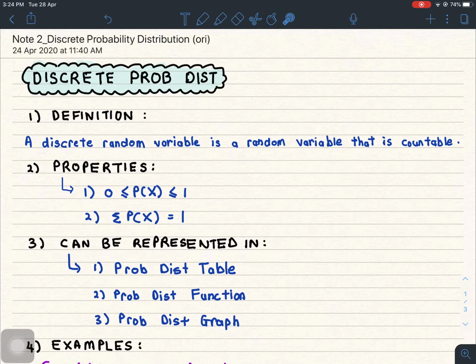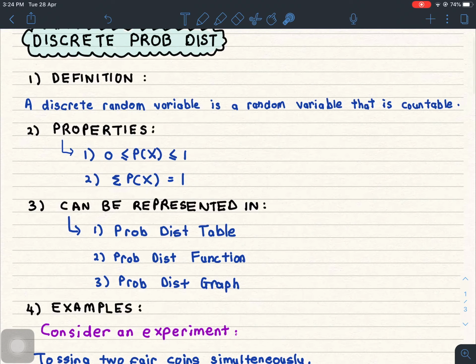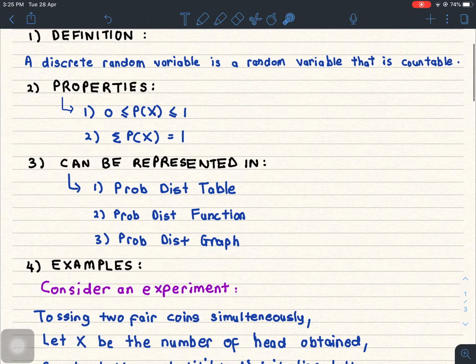Alright, now I think I mentioned already the definition in the previous video. So the definition over here says that a discrete random variable is a random variable that is countable. Again, countable, something with a whole number. You can count 0, 1, 2, 3 and so on. Okay. Now there are two properties of a discrete probability random variable, which is probability of x should be between 0 to 1, and your total P(x) should be equivalent to 1.